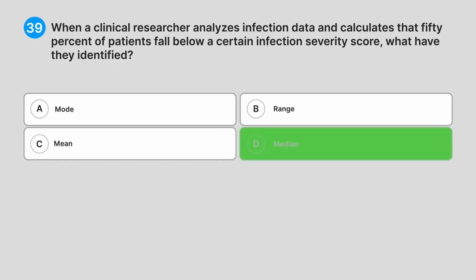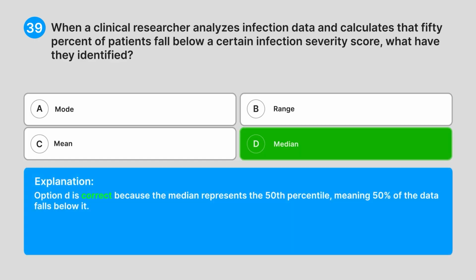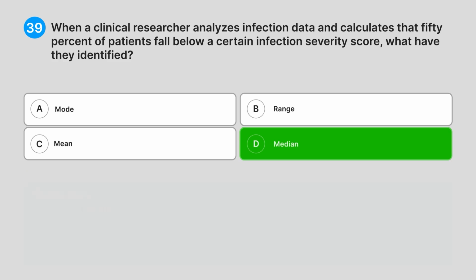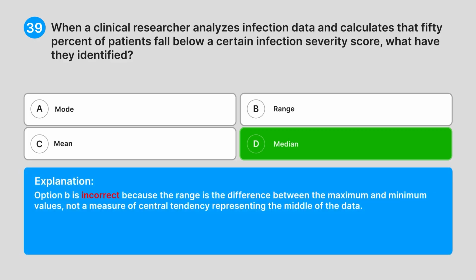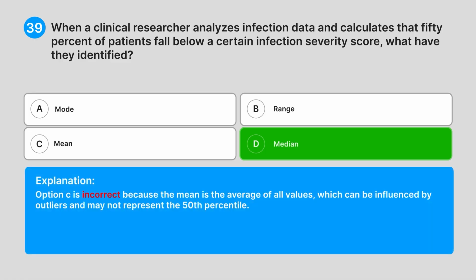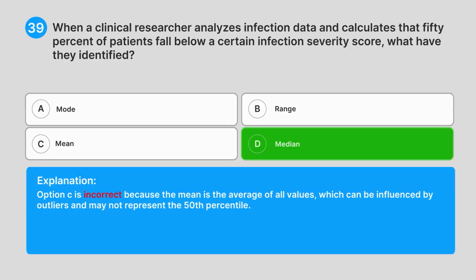Correct answer, D. Median. Explanation. Option D is correct because the median represents the 50th percentile, meaning 50% of the data falls below it. Option A is incorrect because the mode is the most frequently occurring value, not the value that splits the data in half. Option B is incorrect because the range is the difference between the maximum and minimum values, not a measure of central tendency representing the middle of the data. Option C is incorrect because the mean is the average of all values, which can be influenced by outliers and may not represent the 50th percentile.